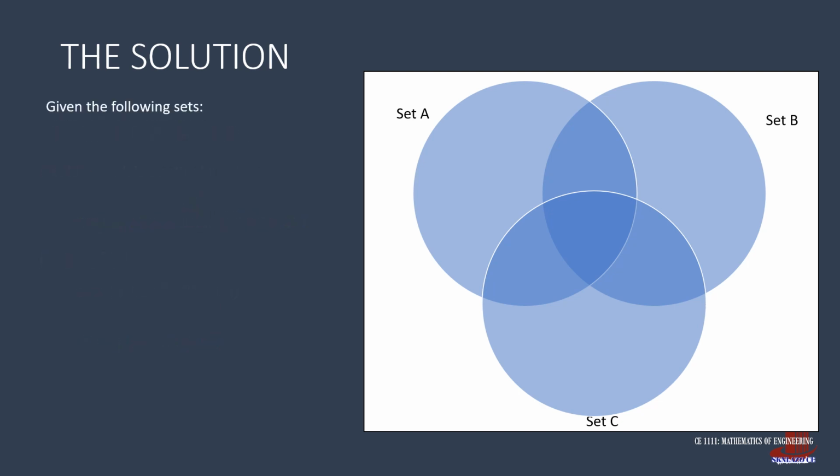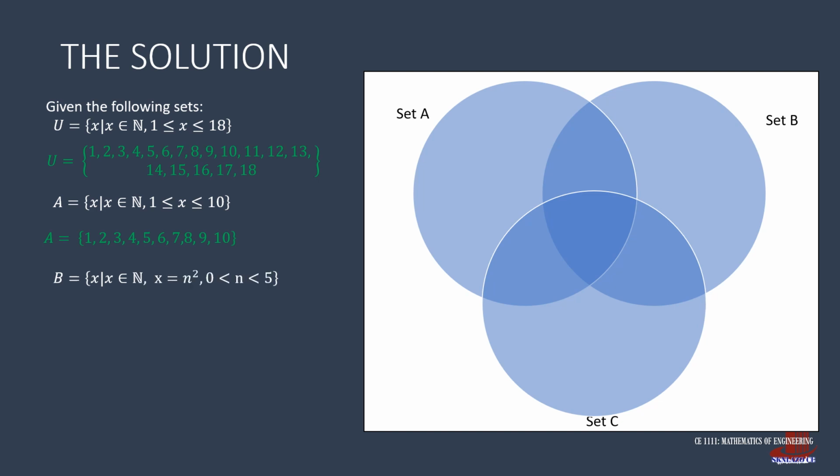The next step is to summarize all elements from each set to be able to distribute them in the Venn diagram. So set U has elements from 1 to 18. Set A with 1 to 10. Then set B has elements 1, 4, 9, and 16. Then set C has 1, 2, 3, 6, 9, and 18.